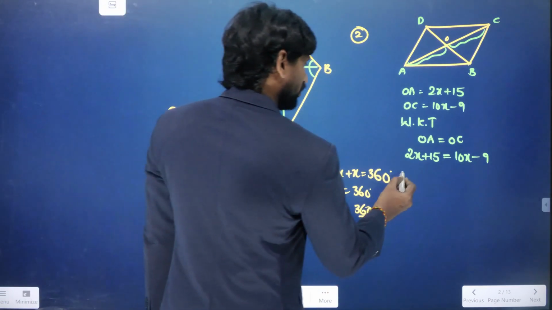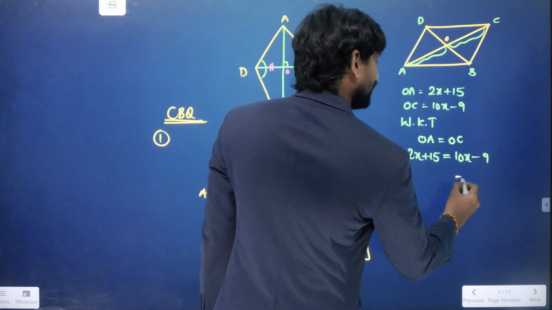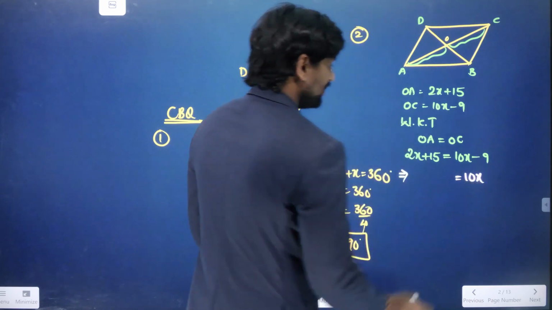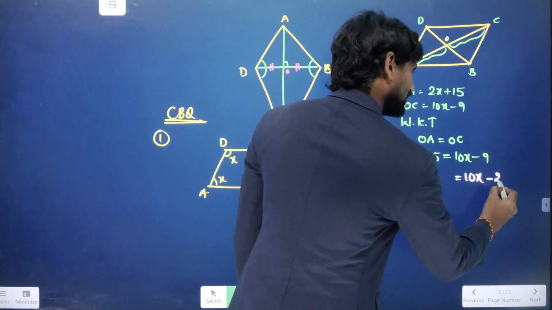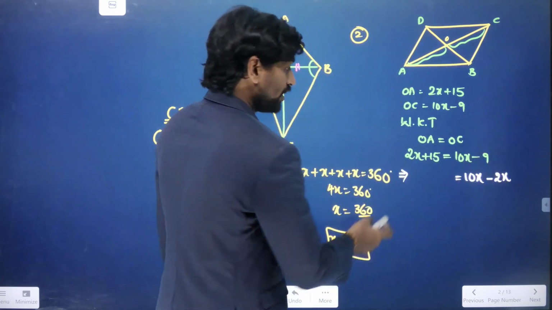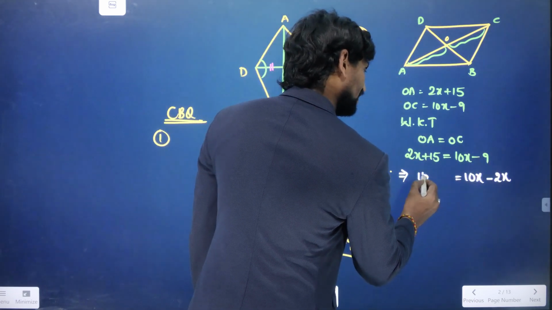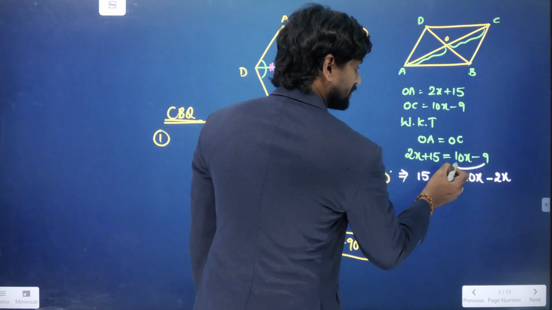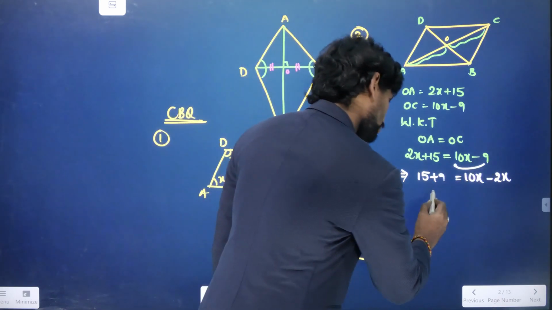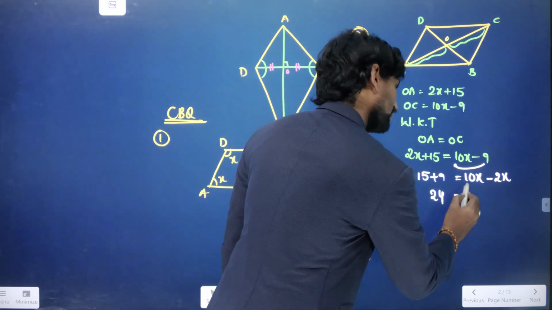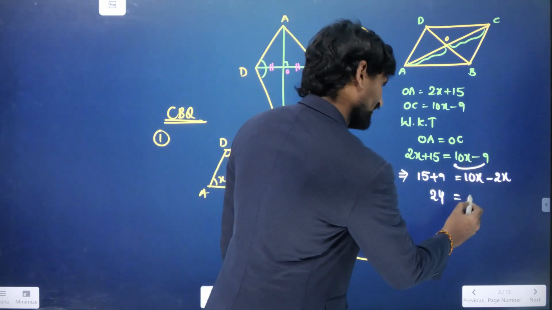Now on the right hand side the variable value is more, 10x. Now I am transposing 2x to that side, it becomes minus 2x. Already on the left hand side we have 15. Now minus 9 transposed here becomes plus 9. So 15 plus 9 is 24, that equals 10x minus 2x, which is 8x.